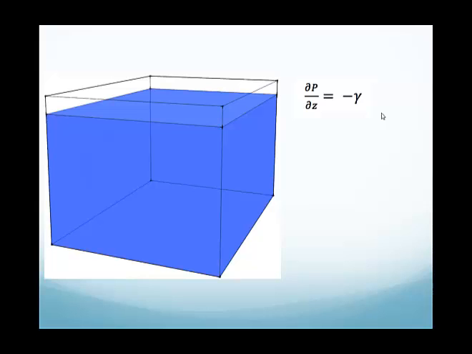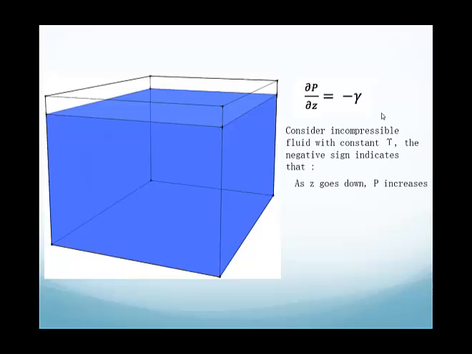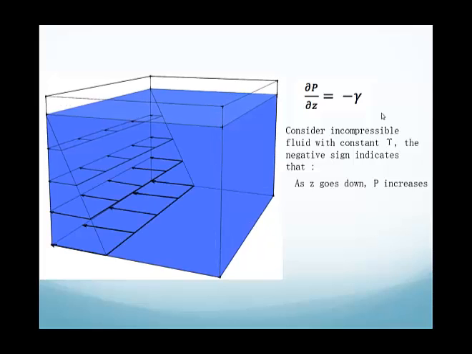The negative sign here indicates that the pressure decreases as we go up in elevation and increases as we go down. If you can imagine yourself in a swimming pool, think about the pressure that impacts your ear as you go deeper and deeper in water. You can feel that the pressure increases as you go down.